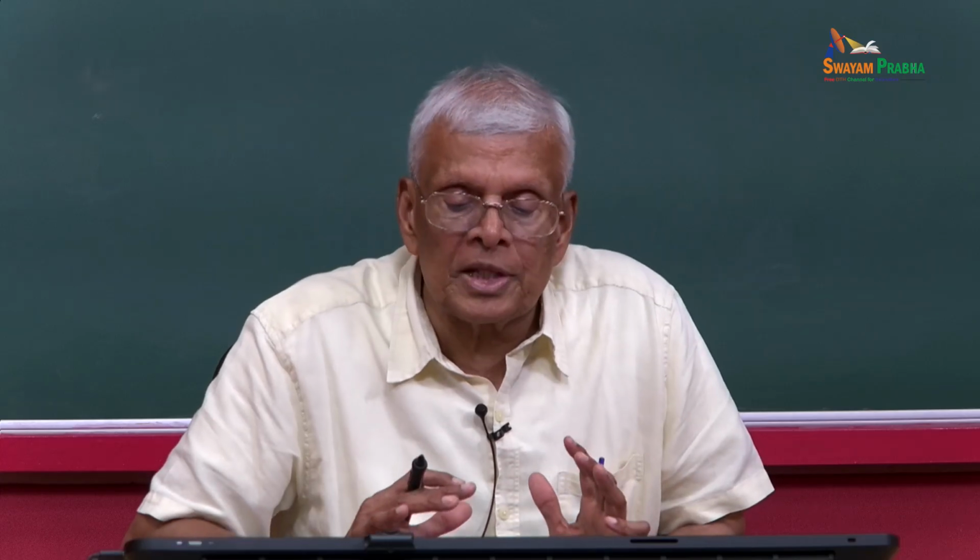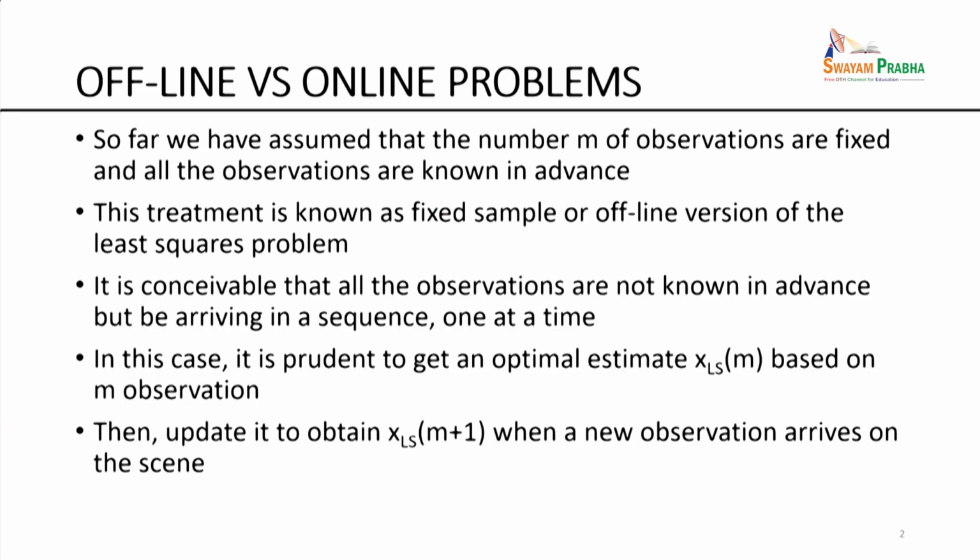So far we have assumed that the number m of observations is fixed and all the observations are known to us in advance. So when we say z is equal to h of x, it is assumed I know all the z's. This treatment is also known as the fixed sample or offline version of the problem. It is also called batch mode. Batch, B-A-T-C-H, batch mode.